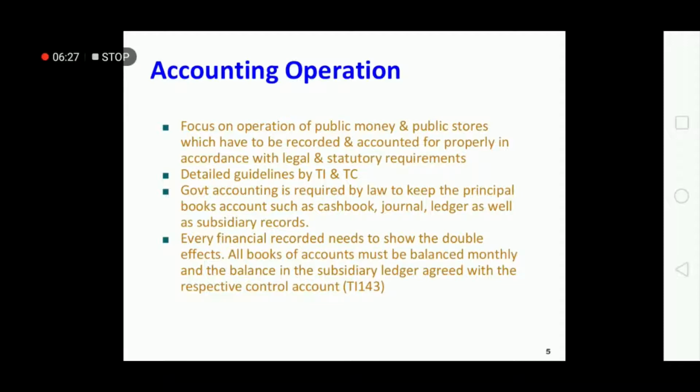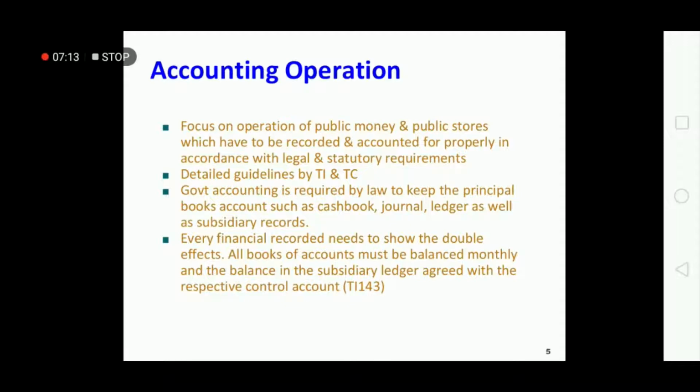Next, accounting operations is done by referring to TI, Treasury Instruction, and also TC. The TI and TC provide guidelines on the recording and accounting of public monies and public stores. Public sector accounting is based on the principles and assumptions of double entry system of bookkeeping. So, government accounting is required by law to keep the principal books of accounts such as cash book, journal, ledger, as well as subsidiary records. So it is compulsory for them to keep them.